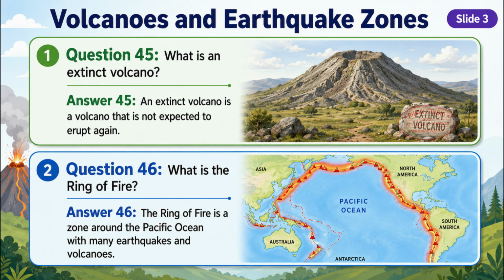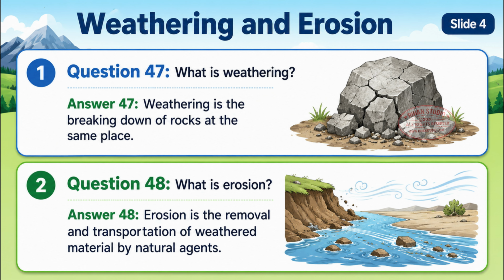Question 46. What is the Ring of Fire? Answer 46. The Ring of Fire is a zone around the Pacific Ocean with many volcanoes and earthquakes. Question 47. What is weathering? Answer 47. Weathering is the breaking down of rocks at the same place.